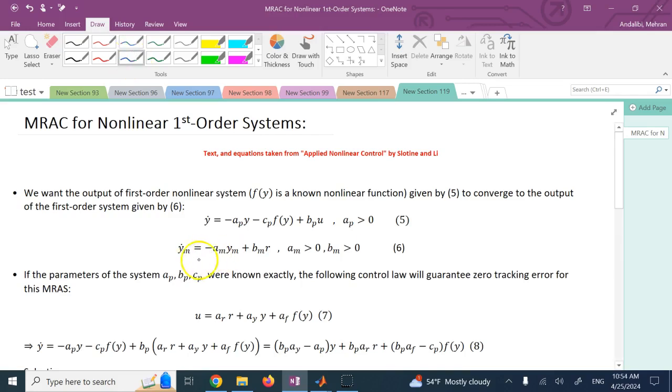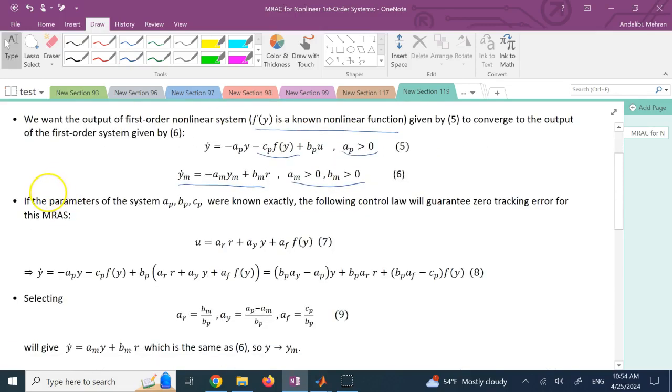So again, here the model is the same. The model is linear, but this time my system has a nonlinearity. Not only does it have negative ap y and bp u, it also has this nonlinear function, which is a known function f(y), multiplied by this coefficient, negative cp. So here I want my nonlinear first order system to follow the behavior of the linear model, which is first order. Okay? And the parameter ap is positive, am and bm are positive. bm is just considered positive, it doesn't need to be, but ap and am have to be positive in order for the systems to be stable.